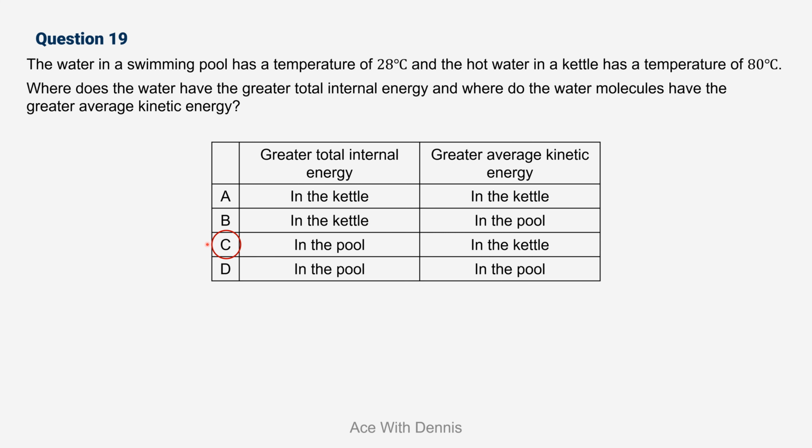So the answer will be C. The pool has greater total internal energy compared to the kettle because the amount of water in the pool is much greater than the amount of water in the kettle. However, when we talk about average kinetic energy, the kettle has greater average kinetic energy because it has a higher temperature compared to the swimming pool. Therefore, the answer is C. In a pool we have greater total internal energy, and in a kettle we have greater average kinetic energy.